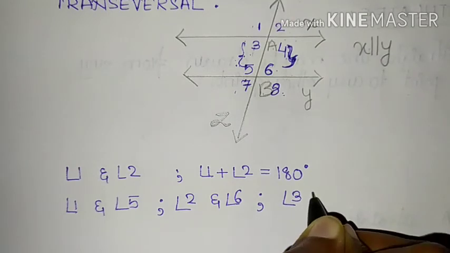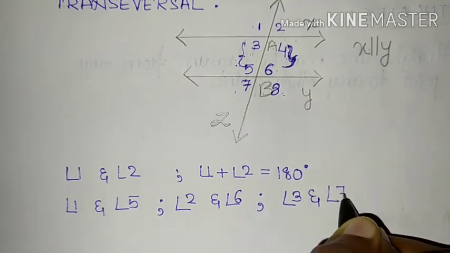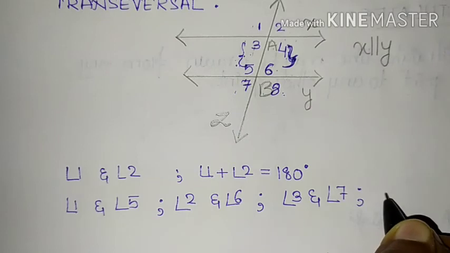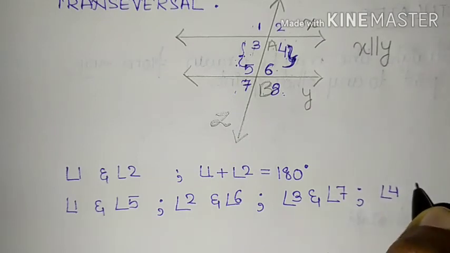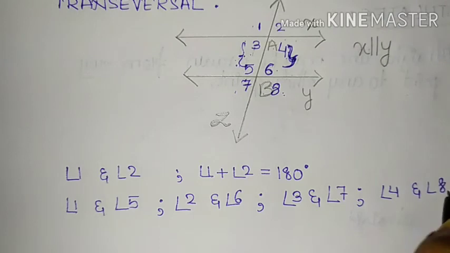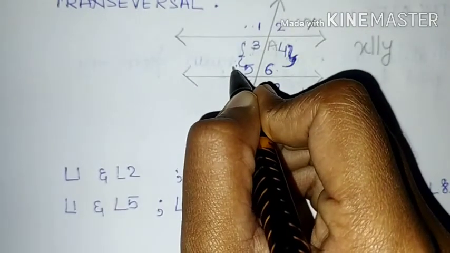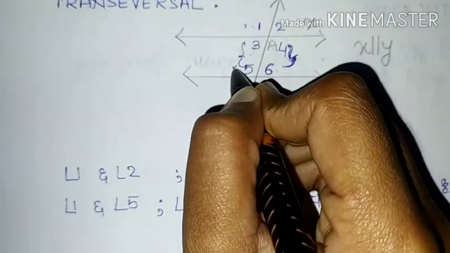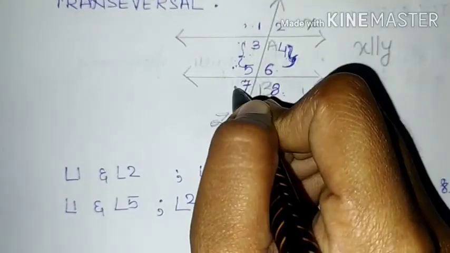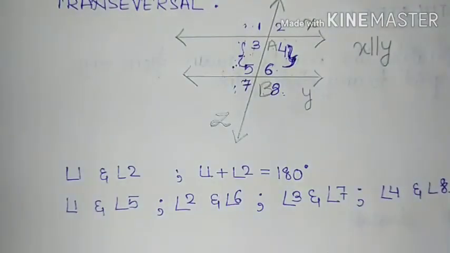Similarly, angle 3 and angle 7, and angle 4 and angle 8 are all known as corresponding angles. This angle, this angle, top angle, top angle, bottom angle, bottom angle. So these angles are called corresponding angles, and they are always equal. In the linear pair, the sum of the angles was 180 degrees.